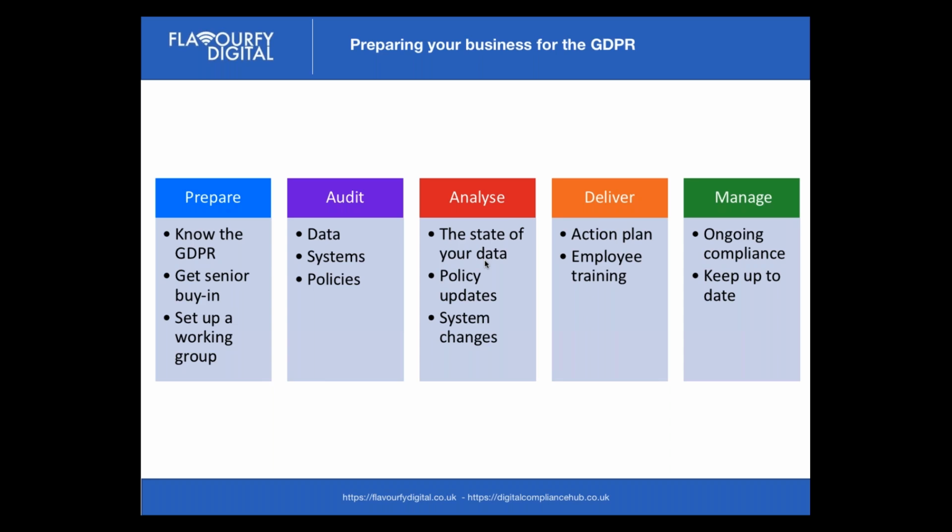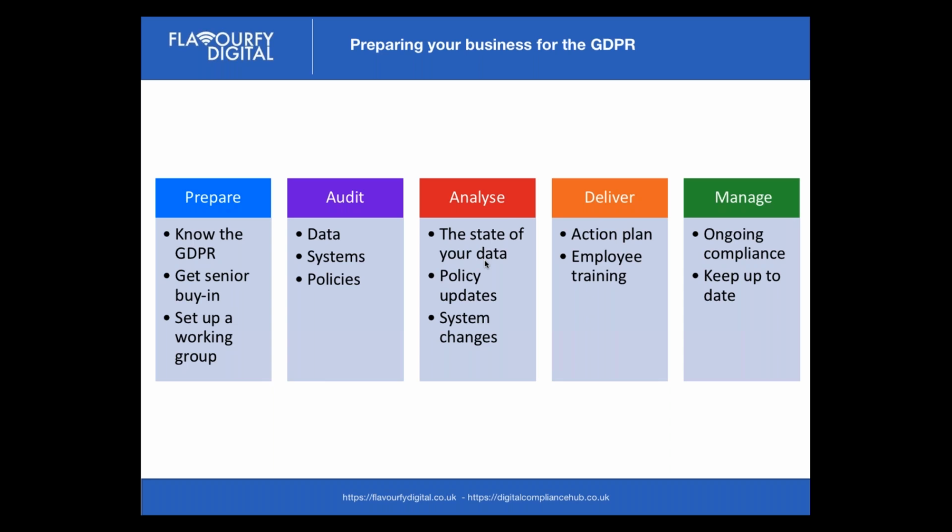Second phase is carry out the actual audit, which is understanding what data you have, what systems you use, and what policies you've got in place. And once you've got that, you can then do the analysis, which is looking at what have we got now, how does it need to change going forward with GDPR compliance. So you'll be looking at your data, your policy, and your systems to make sure that they're GDPR compliant. A good area, if you're a marketer, to think about there is the consent rules. What you've collected so far from data, is that GDPR compliant from a consent point of view? If it's not, you're going to then have to do something about it.